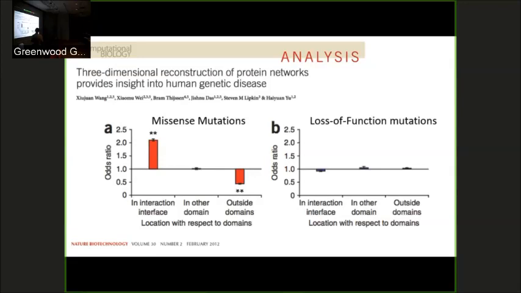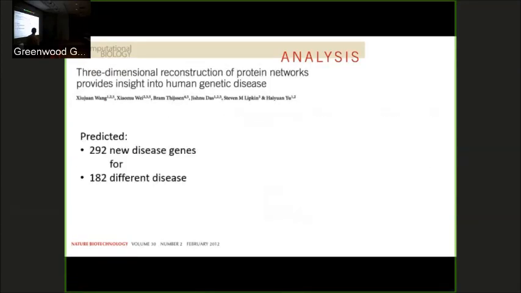They see no specificity in localization of those things. So it seems the model is predicting things that we would also predict. What about novel things? So they conclude, and I'm cutting to the chase here, they conclude 292 new disease genes in 182 different diseases.